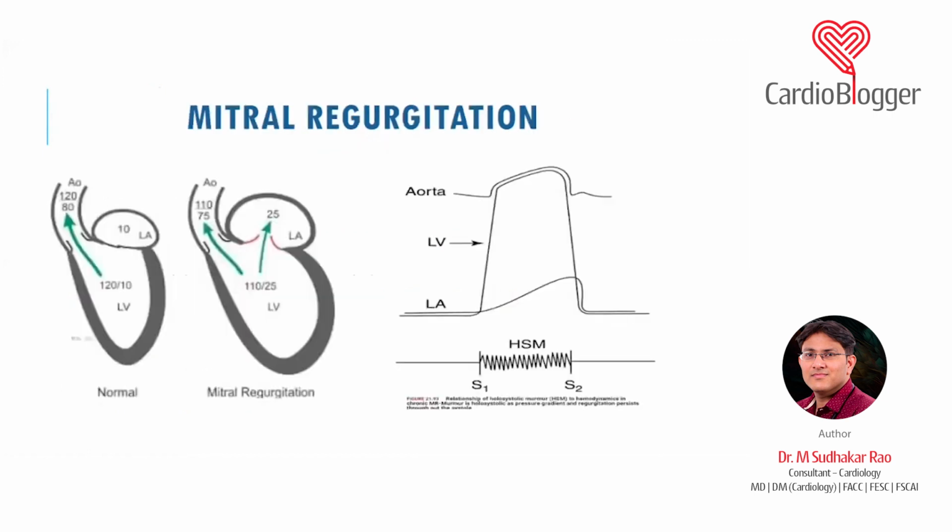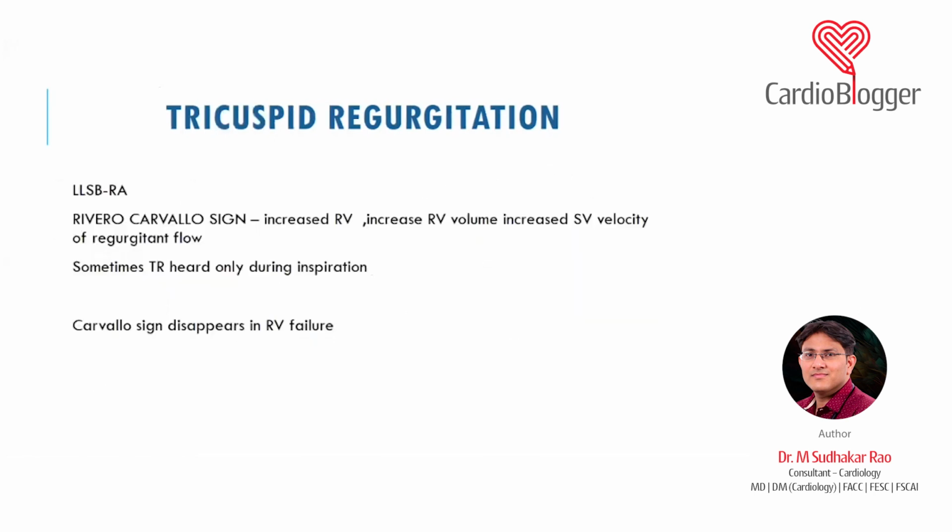Now again going to the mitral regurgitation, I told you normally the LV pressure is 120 systolic, LA pressure is around 10. So in MR the LV pressure is 110 and LA pressure becomes 25, and that is why you get a holosystolic murmur throughout the systole. The gradient is maintained between the LV and the LA, and so you get a holosystolic murmur.